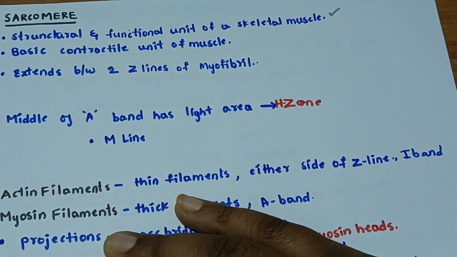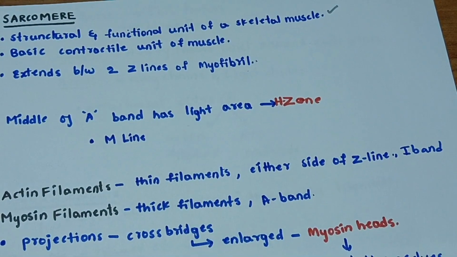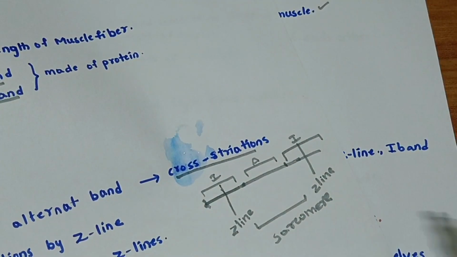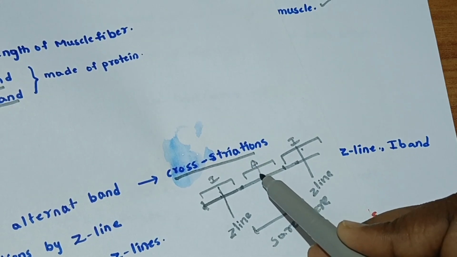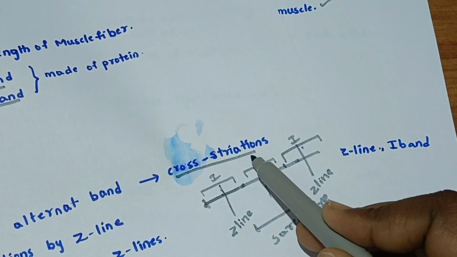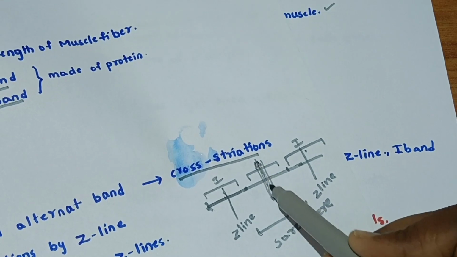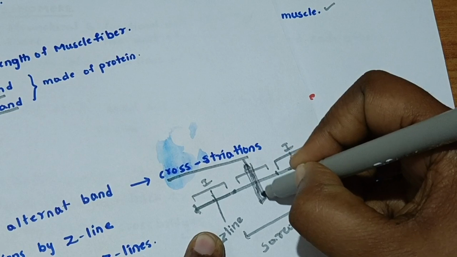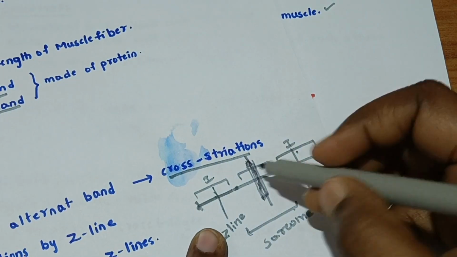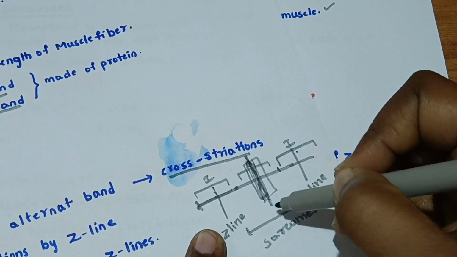The middle of the A band has a light area known as the H zone. This is the sarcomere, right? This is one A band, and this is another A band. The anisotropic A band contains a light zone from here to here. This is the H zone. The H zone contains the M line, the middle line. So the A band contains the H zone, in which we have the middle line.